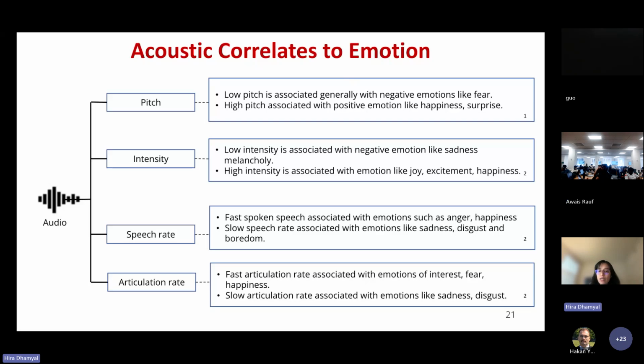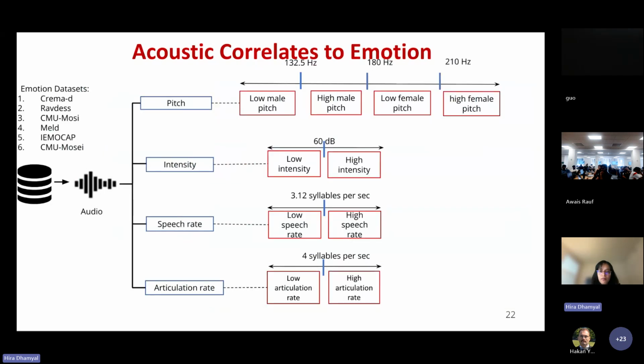And similarly, intensity, you can imagine, is like the loudness of your speech. When you're very excited, happy, or angry, you speak with high intensity, and when you're sad or melancholy, you speak with low intensity. These are some of the correlations already established in prior literature that we then said we can use. We can automate the pipeline by extracting these features from the speech signal, and maybe somehow add that into the prompt.